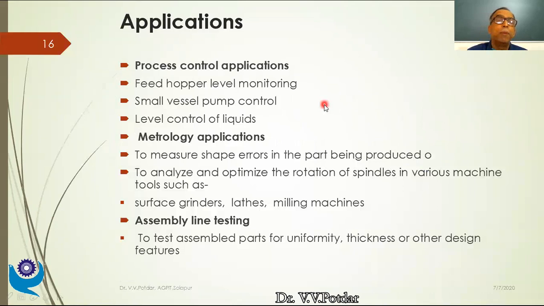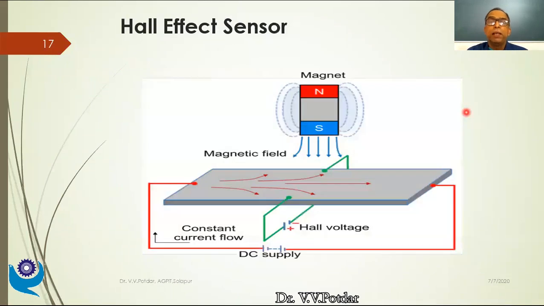Quickly we'll go through the applications of these proximity sensors. These are used in process control applications, as you can see: feed hopper level monitoring, small vessel pump control, and level control of liquids. In metrology applications, they measure shape errors in the part being produced, and analyze or optimize the rotation of spindles in various machine tools, surface grinders, lathes, and milling machines. In assembly line testing, they test the assembled part for uniformity, thickness, and other design features. So these proximity sensors are used for these applications.